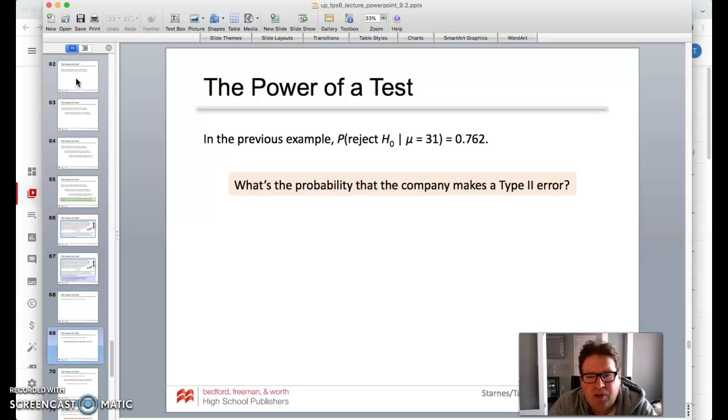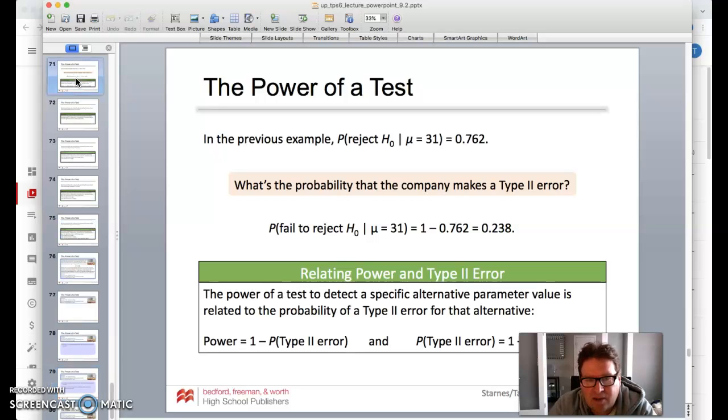Now, what's the probability that the company makes a Type II error? Well, basically, you're going to take the probability to fail to reject the null hypothesis. So that's going to be 1 minus 0.762, which is 0.238. Okay, so again, power and Type II error. The power of a test to detect a specific alternative parameter value is related to the probability of a Type II error for that alternative. So in other words, the power is 1 minus the probability of that Type II error, and the probability of that Type II error is equal to 1 minus the power.